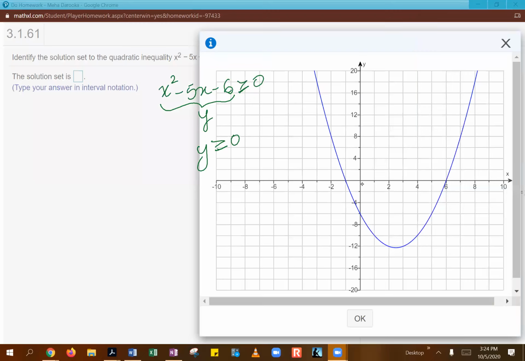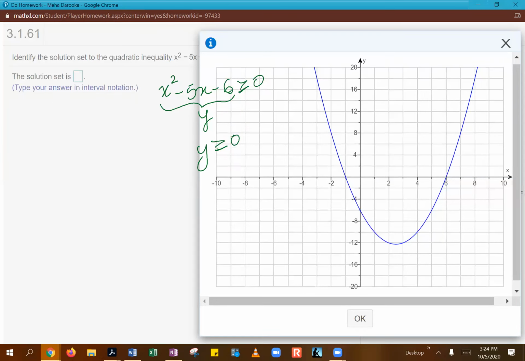Okay, so you're saying -1 and 6. Okay, so looking at this over here, this point on the left-hand side is where our graph is crossing the x-axis.